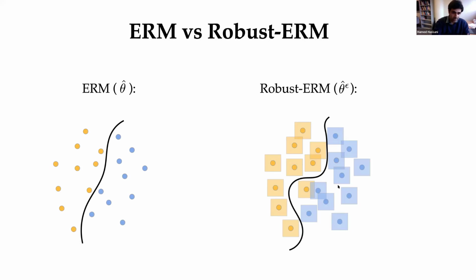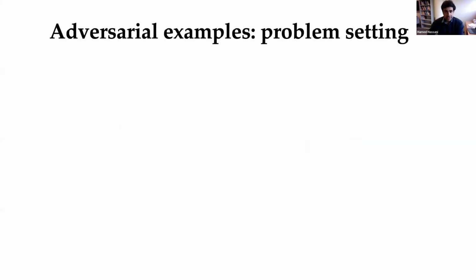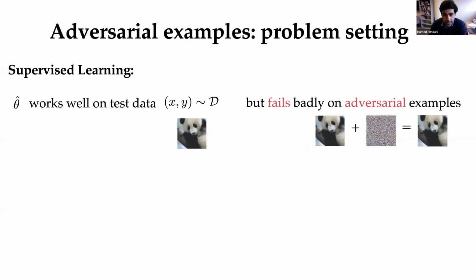ERM is designed for clean inputs. Robust ERM is designed for inputs that are perturbed in the worst-case manner. So these are ERM versus robust ERM. Let me quickly recap. ERM theta hat works well on benign input.